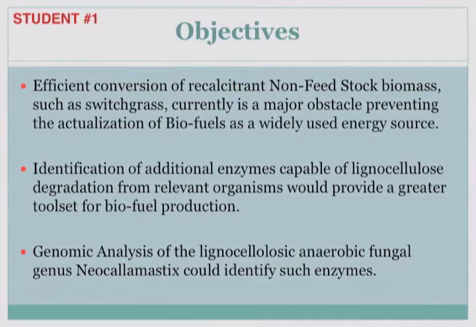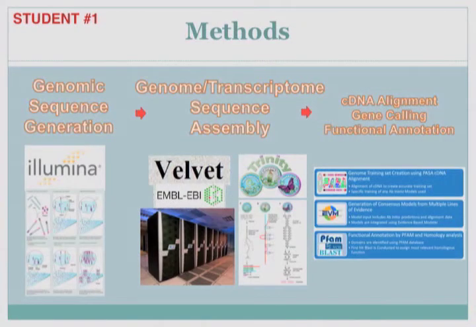For this analysis, we analyzed the lignocellulosic fungus Orpinomyces, a member of the Neocallimastix genus. We did a genomic and transcriptomic analysis of this fungus to identify relevant enzymes that could aid in this conversion process. For our genomic and transcriptomic sequencing, we used Illumina sequence-by-synthesis technology. This is due to a unique facet of this organism, a very high AT content, which makes Roche unable to sequence this organism due to the high amount of homopolymers within the sequence.